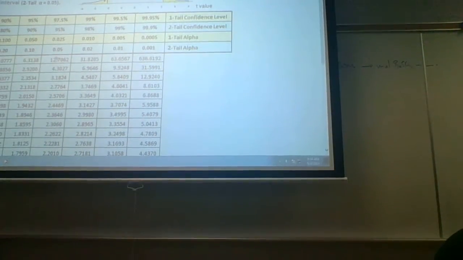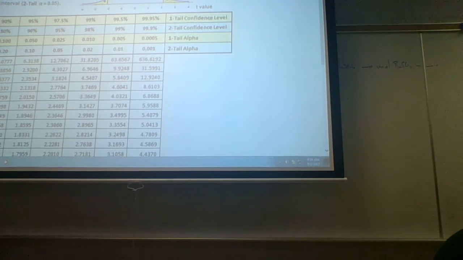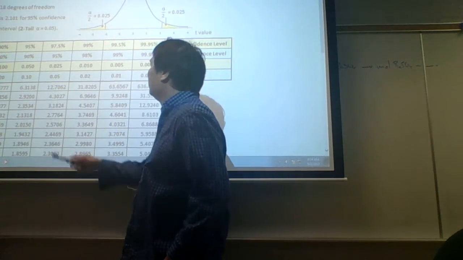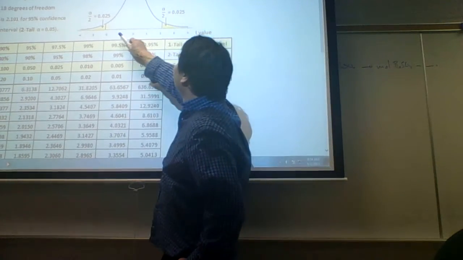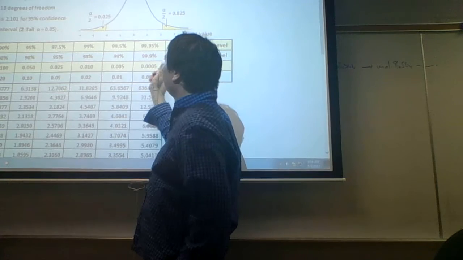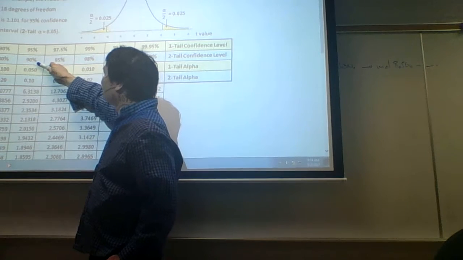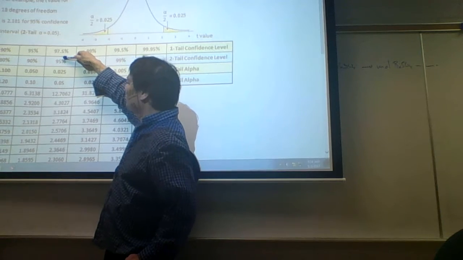So when we look at the student's T table here, we have different values we can select from. Let's see. And so here, what we want is this two-tail. These would be the tails here. Two-tail confidence level at 95%. But we can calculate other confidence intervals like 90%, 80%, etc. But the standard is 95% confidence interval.